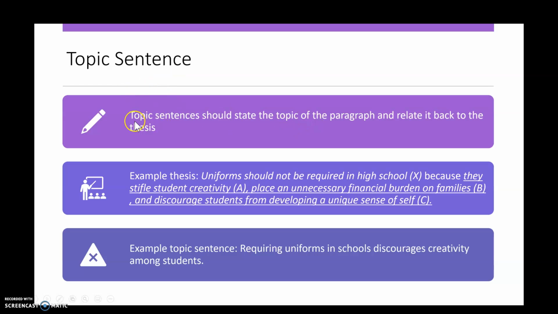Topic sentences should state the topic of the paragraph and relate it back to the thesis. For example, if I'm looking at the thesis from the last slide, an example topic sentence for A, my first body paragraph, might be, "Requiring uniforms in schools discourages creativity among students." You can see that that's restating the claim and A.